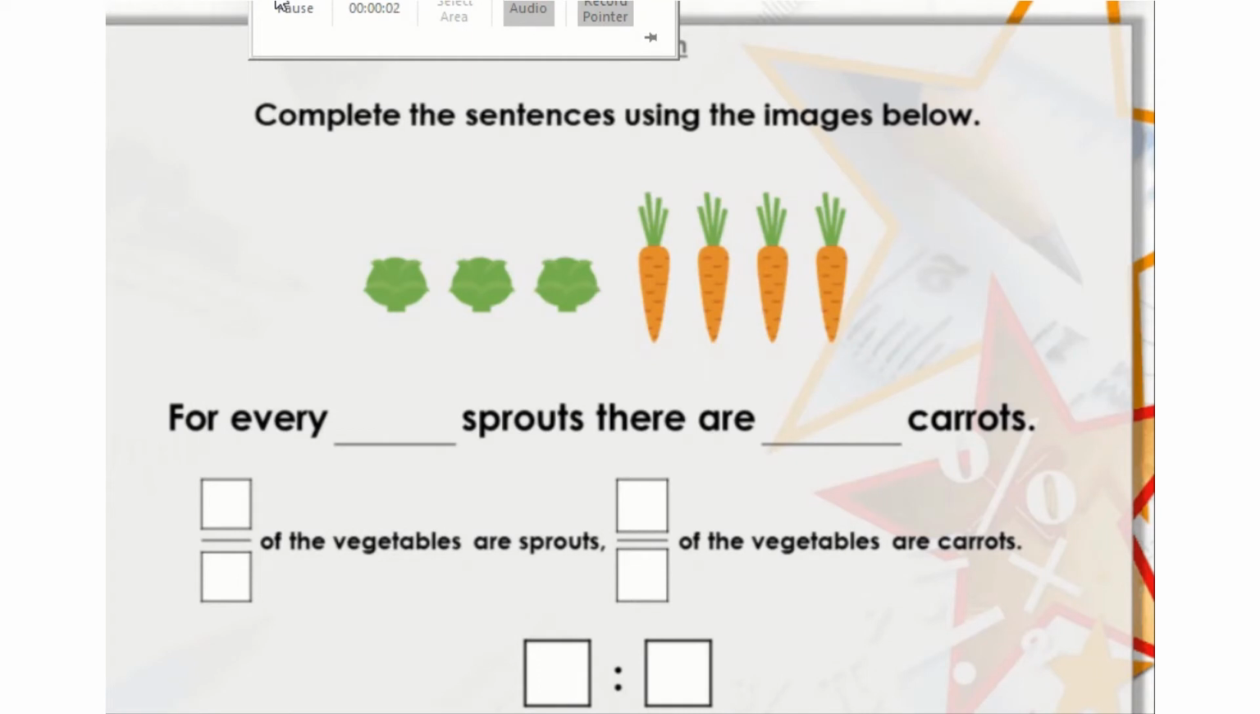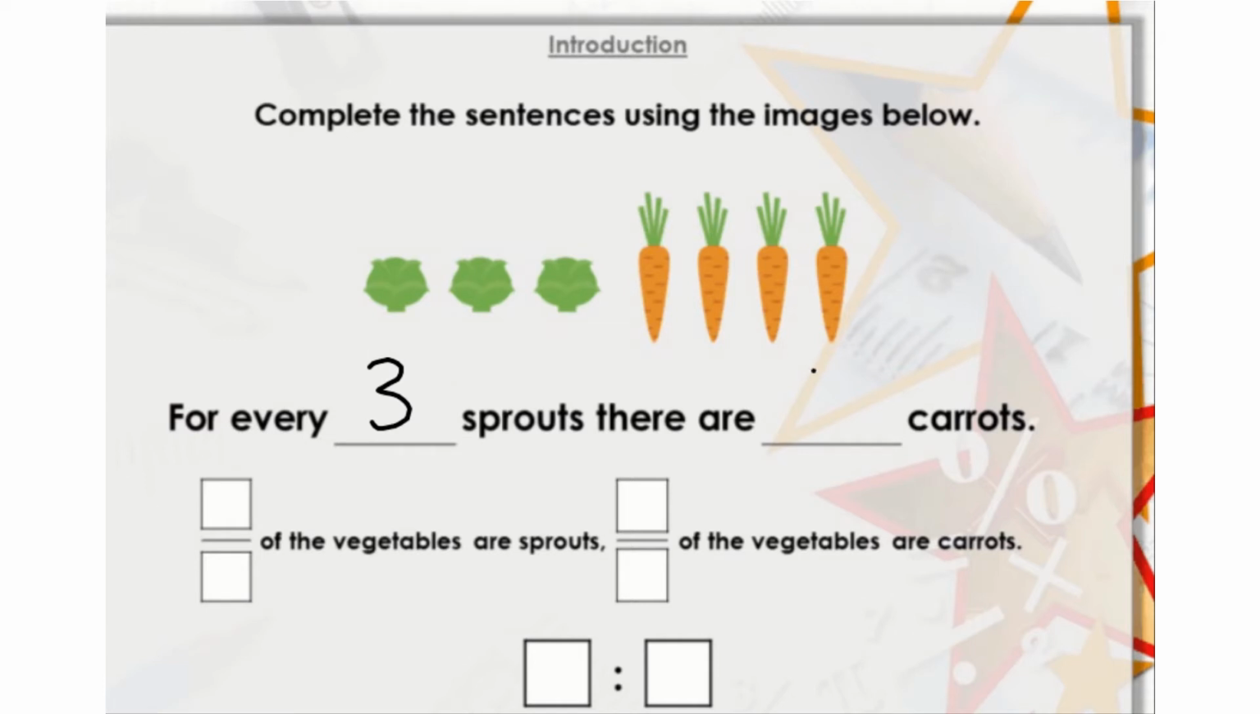Complete the sentences using the images below. So we've got some sprouts and carrots. For every 3 sprouts, there are 4 carrots. And now it wants us to think about a fraction. Now, if you remember way back when we did ratio, we talked about how it links to fractions, but it's not the same. Because ratio, actually, you need to know how many total parts there are. So at the moment, we only know that there are 3 sprouts and 4 carrots.